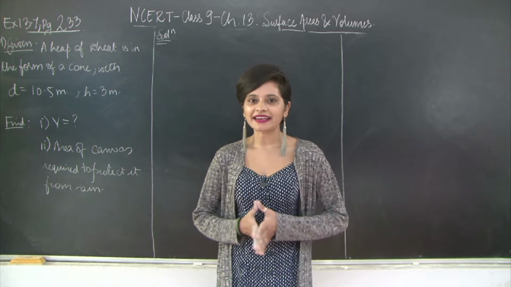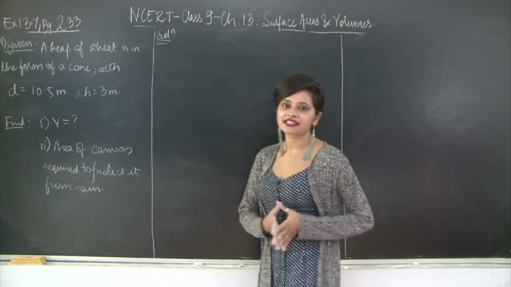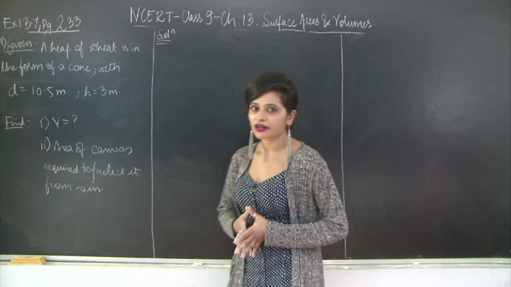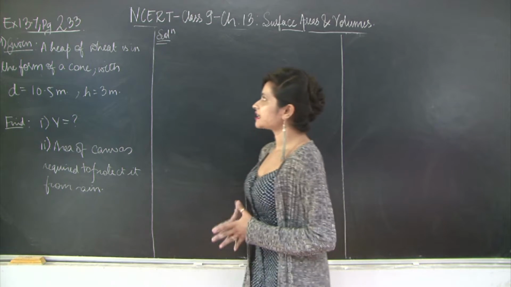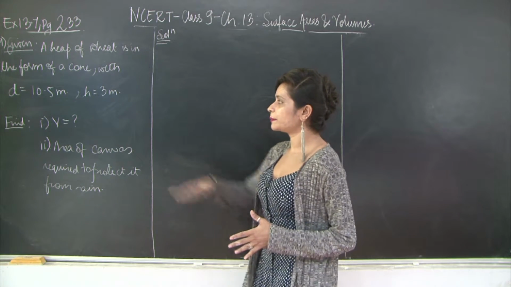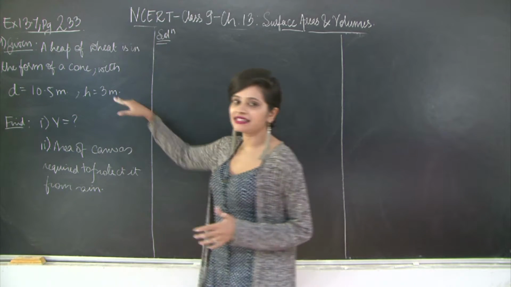Hello students, welcome back. Let us take a look at the last question of exercise 13.7, chapter number 13, question number 9. It states that a heap of wheat is in the form of a cone with base diameter 10.5 meters and height 3 meters.